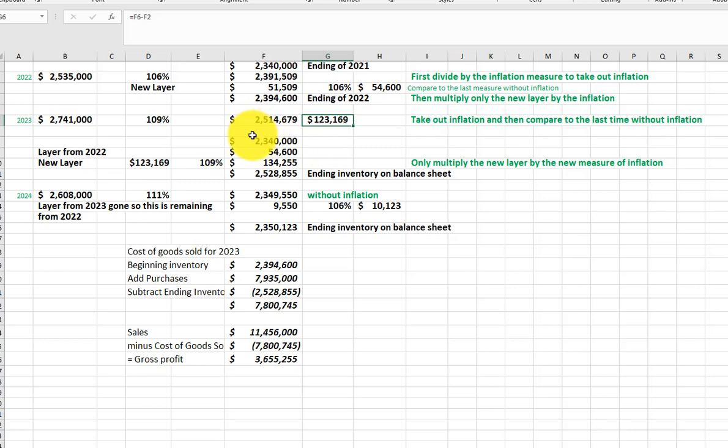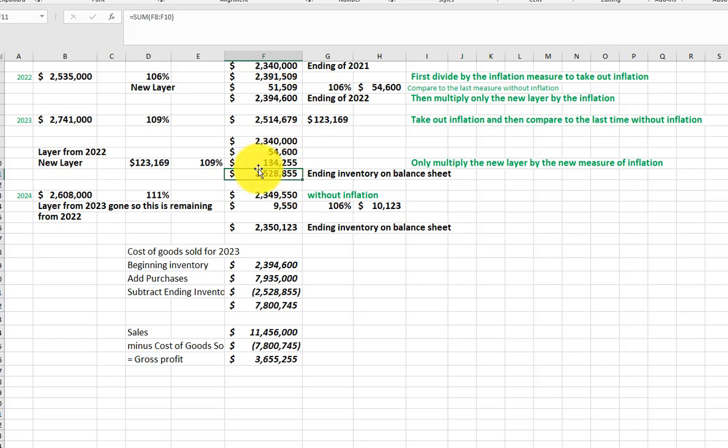So our inventory at the end of 2023 is the original plus the layer from 2022 plus our new layer, which is the 123,169 times the inflation for the 2023 year to get 134,255. Okay, so you only multiply that new layer by the new measure of inflation. So our ending inventory on the balance sheet is 2,528,855. That's what it was at the end of 2022. This is what it is at the end of 2023.